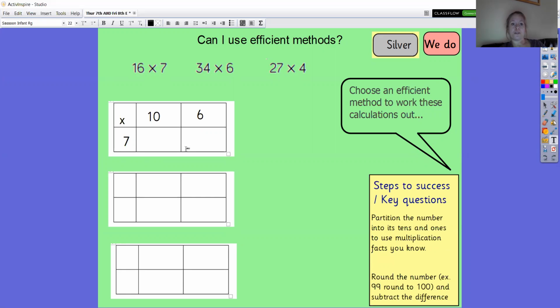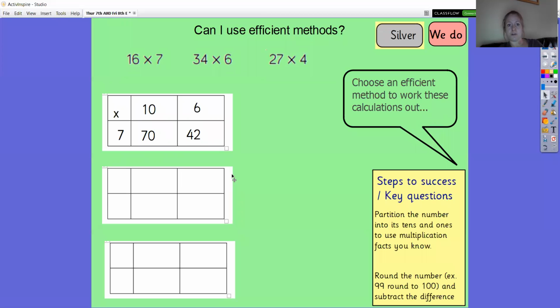Okay, so we'll start off with 7 times 10. That's nice and easy. 7 times 10 is 70, so we'll pop that in there. And then we've got 7 times 6 to go in here. And again, I know that's 42. If you don't know that's 42, I would suggest you write out your 7 or your 6 times table, doesn't matter which, just to make sure you haven't made any mistakes and that you get the answer right. And then we're going to add them together.